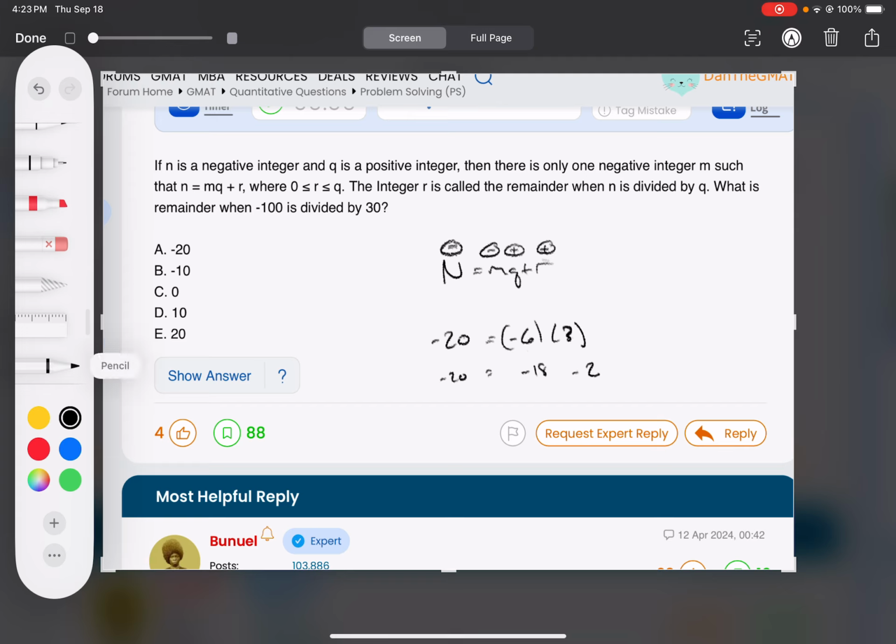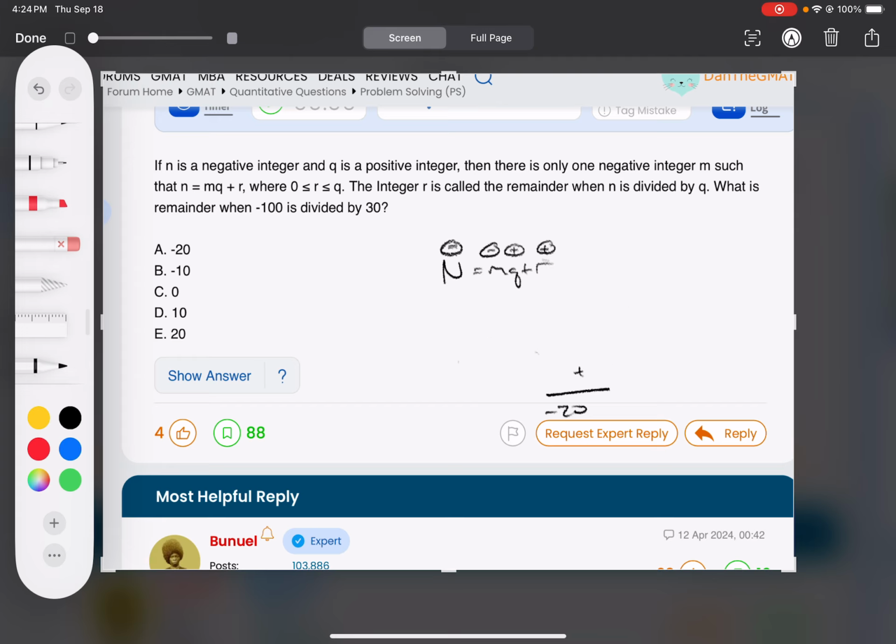But that's not what they want, because they need R to be a positive value. So that makes me realize what has to happen. I need to overshoot the negative 20, go more negative, and then R can be a positive number. We're just choosing numbers to see how it works. If I do that, negative 6 times 4 is negative 24. That allows R to be positive 4 to make this side equal negative 20. So now I see what's going on. This part has to go more negative than N, and that allows R to be a positive value to bring it back up.